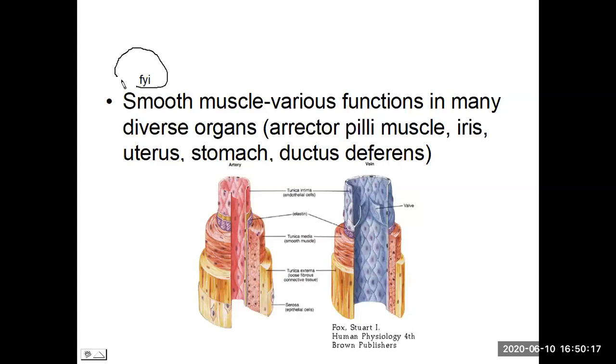A second type is smooth muscle. And smooth muscle is found in many structures. Many of them are hollow tubes, such as the uterus, the stomach, and you can see here on this diagram, blood vessels, arteries, and veins. And in the wall of that structure, there's a layer of smooth muscle. The erector pili muscle in the skin is another example.